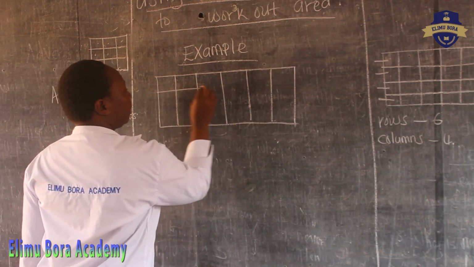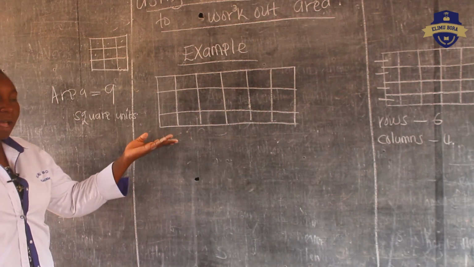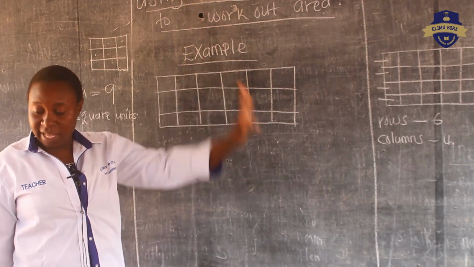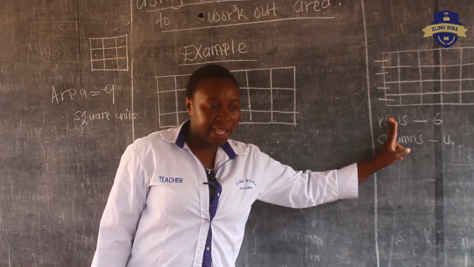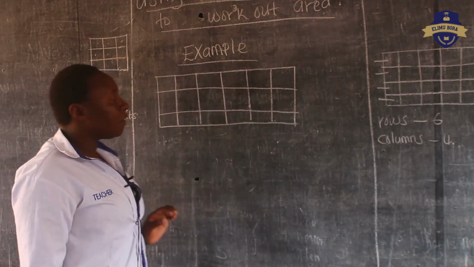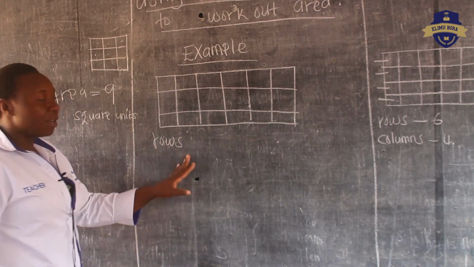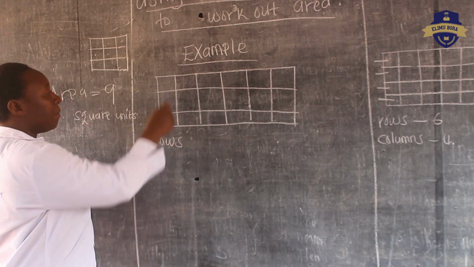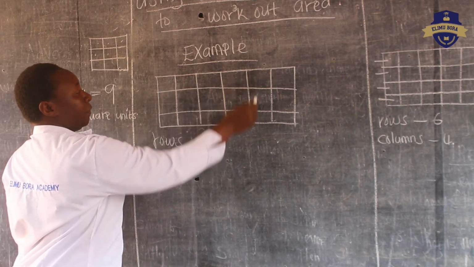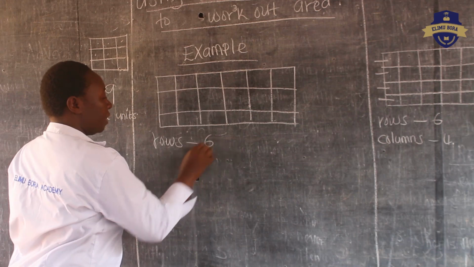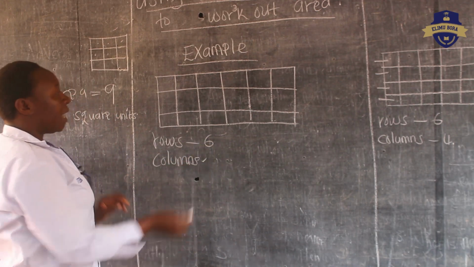So I've drawn this diagram here. I want to work out the area of that diagram, and I'm going to use the rows and the columns. So, first of all, let us identify the number of rows. How many rows are there? Help me to count. Everybody? We have 6 rows. We now come to the columns. How many columns, everybody?